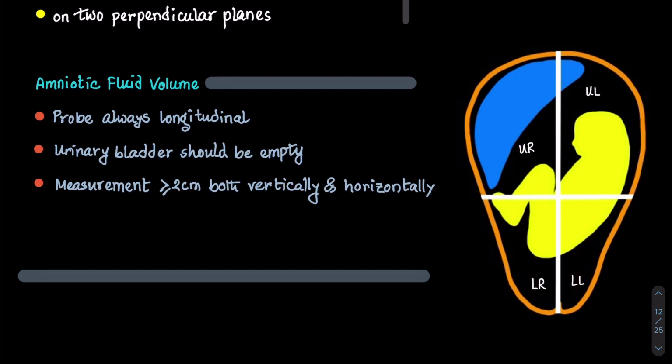There is another measurement technique, that is the single deepest pocket measurement or SDP. Here we take the deepest vertical diameter of the largest pocket, which should not be less than 2 cm. For biophysical profile, it's quite like SDP. The difference is that the pocket should be 2 cm or more, not only vertically but also horizontally.